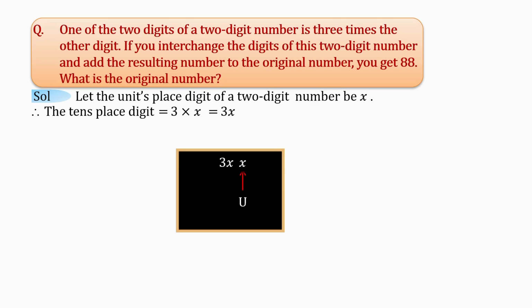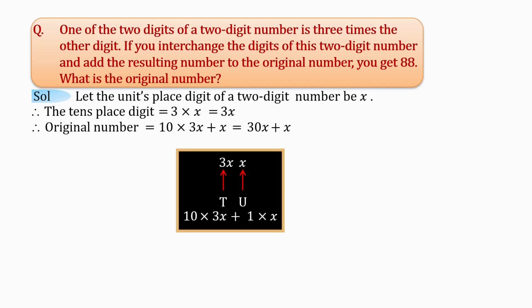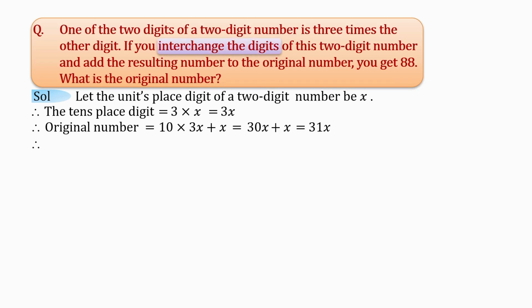So 3x is in the tens place and x in the unit place. So 10 into 3x plus 1 into x. So the original number is 30x plus x, that is 31x.